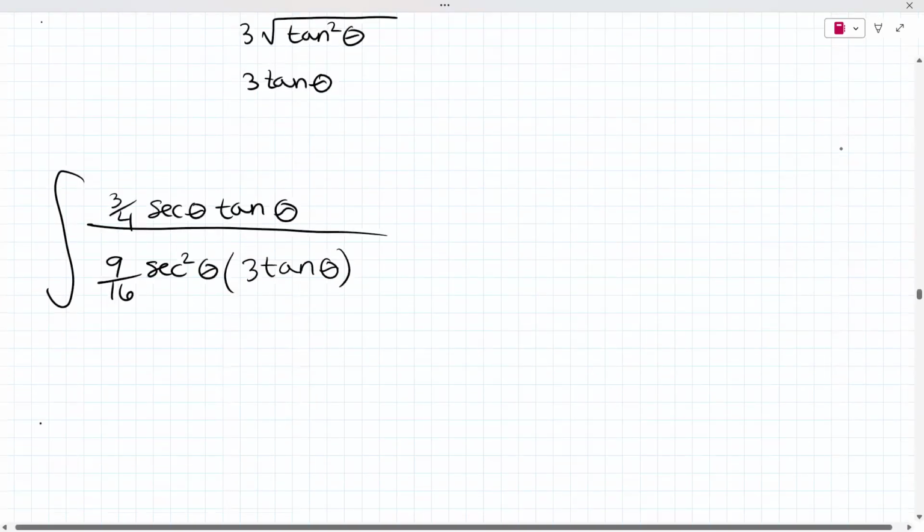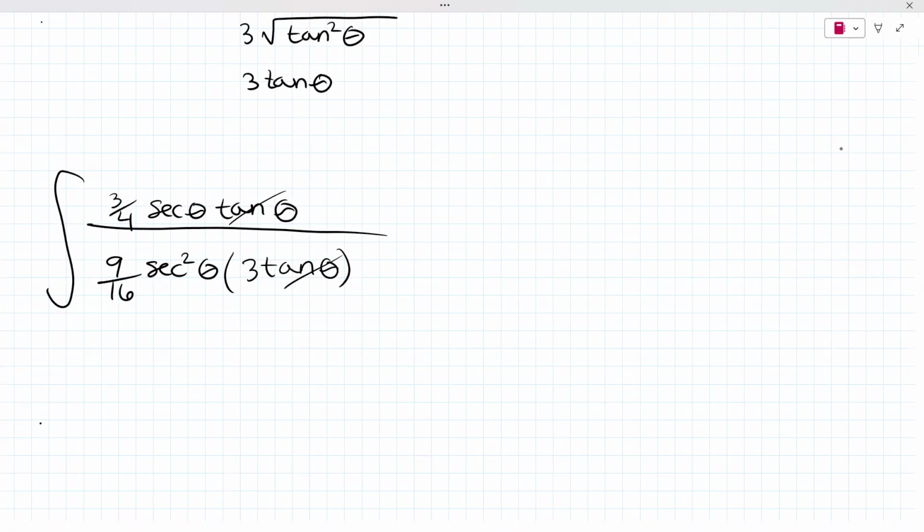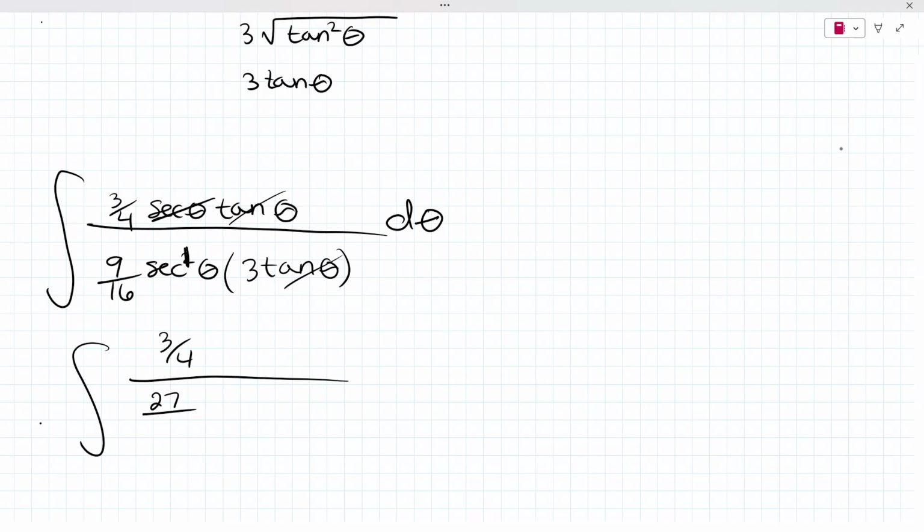Let's see, now it's all about canceling. What can we cancel? We can cancel these tan thetas. And now on the top, you're still left with, oh, you can also cancel the secant theta. So now this becomes a 1. So now you're left with d theta. On the top, you're left with 3/4. And then on the bottom, you're still left with this 9/16 and this 3. So if you multiply that out, that's 27/16. And now you're left with 1 secant theta. And don't forget your d theta.